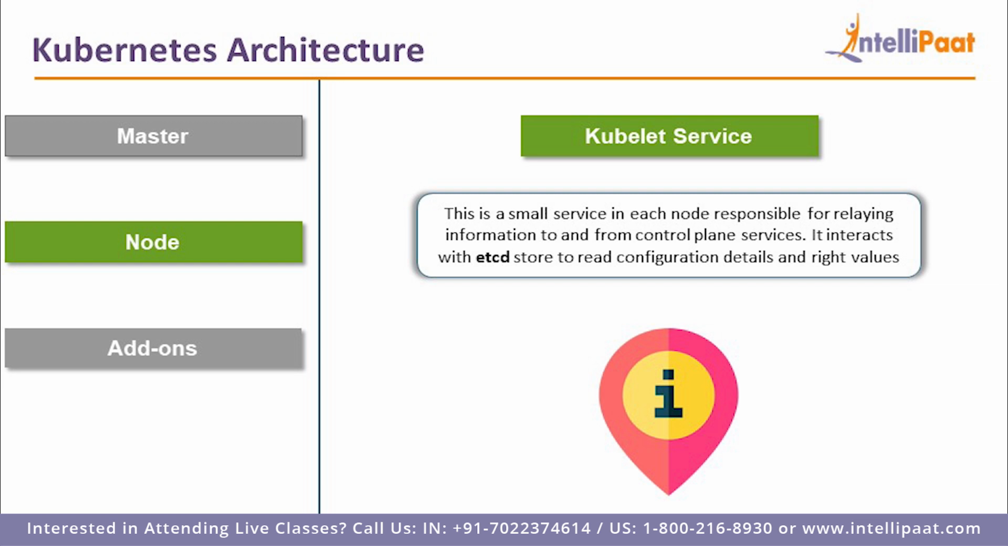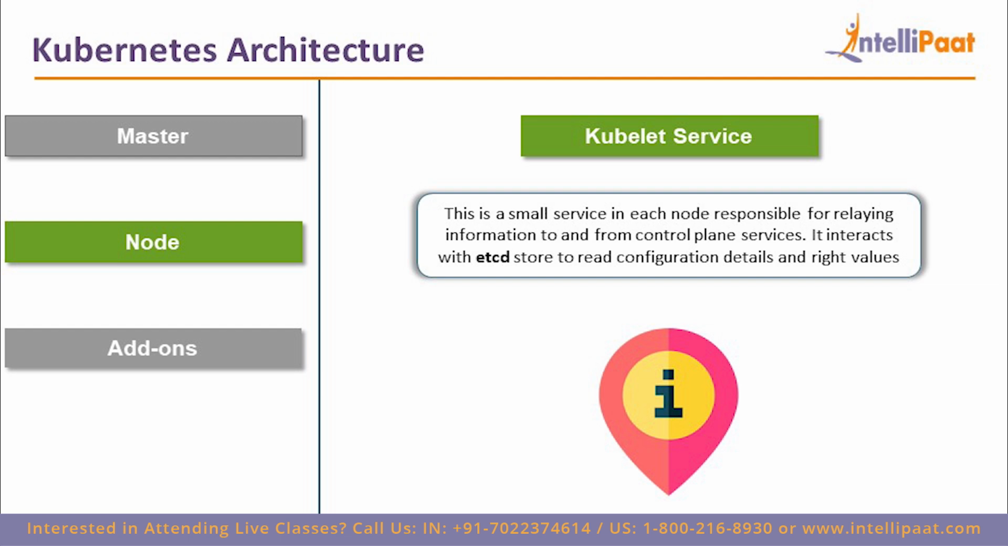Moving on, the second part is the kubelet service. This is a very small service in each node, which is responsible for relaying information to and from the control plane service. It interacts with etcd. If you remember, when we were talking about the master, etcd is a distributed, highly available key value store which contains a lot of configuration information and specifications for your different deployments. So the job of the kubelet service is to interact with the etcd store and to read and store the configuration details.